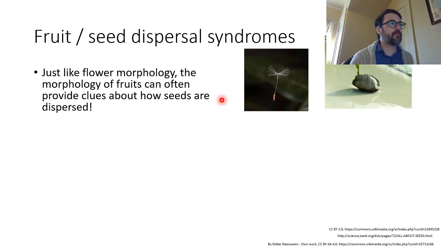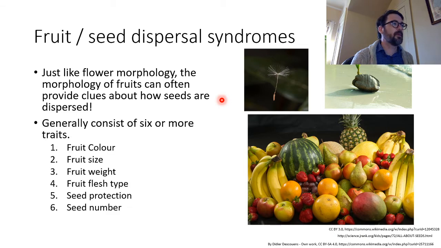The dispersal syndromes generally consist of, again, 6 or more traits. So I'm going to give you 6, just like I did for pollination. And that's the color, the size, the weight, the flesh type, and seed protection. So on the inside of the fruit, how protected is the seed, and also the seed number. And again, these all have names. Botanists love naming things, and I do expect you to know these names.